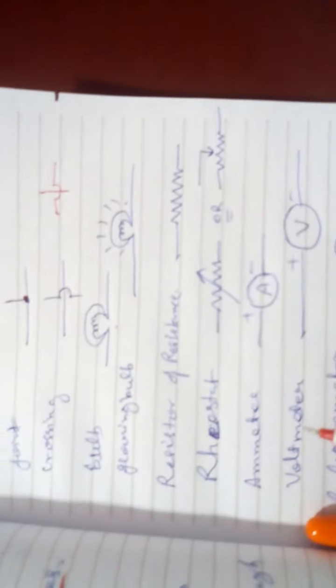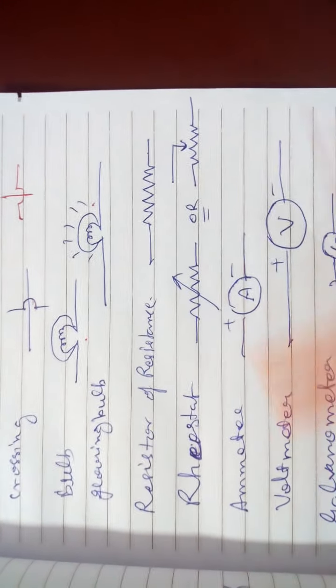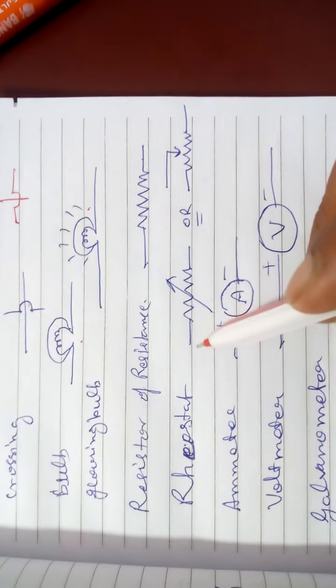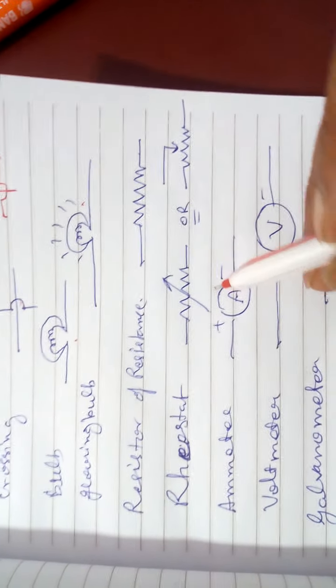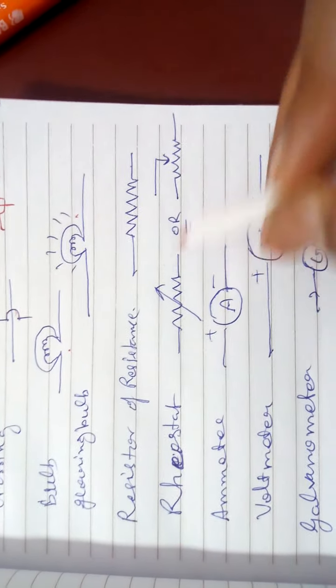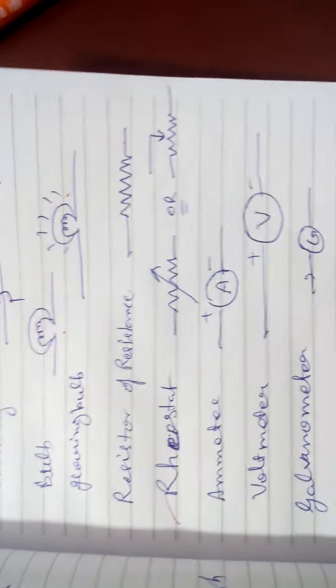A rheostat is an instrument of variable resistance. We will study it afterwards. This is its symbolic form. It is a big instrument, a cylinder with terminals. We will use it like this. So it is called a rheostat.